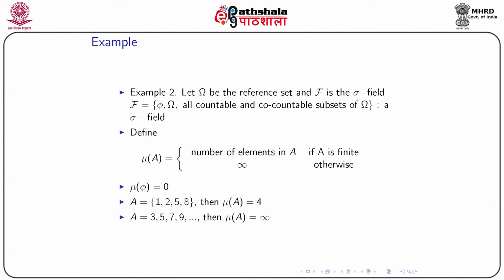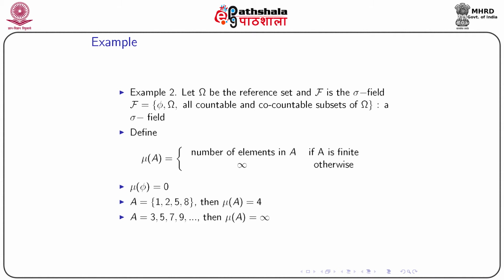Now, we consider another example. This is the second example. Let omega be the reference set and script F the sigma field, defined as phi, omega, and all countable and co-countable subsets of omega, just like the previous example. Now, we define the measure mu of A as the number of elements in A if A is finite. If A is not finite, then it will be infinity.